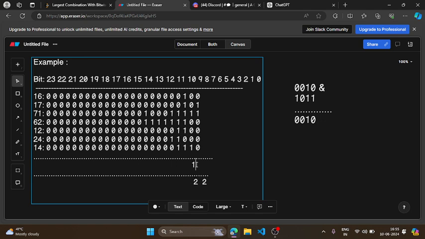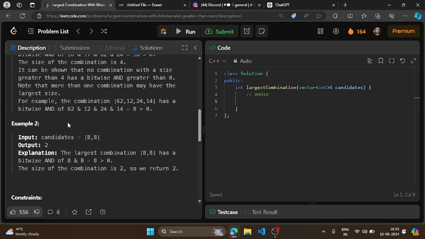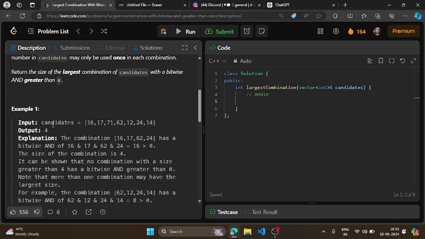Okay, now let's say I'm talking about the second bit, the bit at the second index. Now I will check how many numbers have the second bit equal to 1 in their binary representation. Here you can simply see 16, 17, 71, 62, 12, and 14. These many numbers have 1 at the second position. So 1, 2, 3, 4, 5, and 6. These are the 6 numbers which have it. Let me just check. 16, 17, 62, 24.